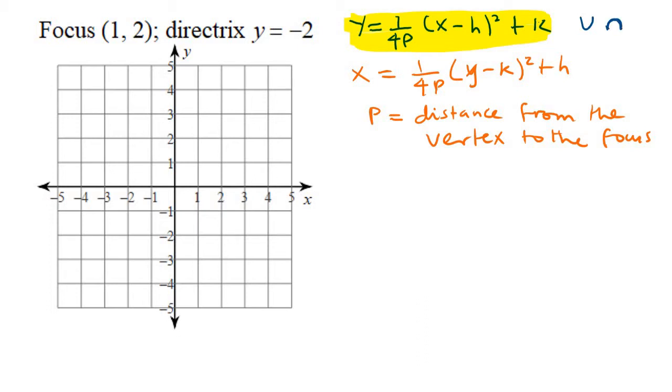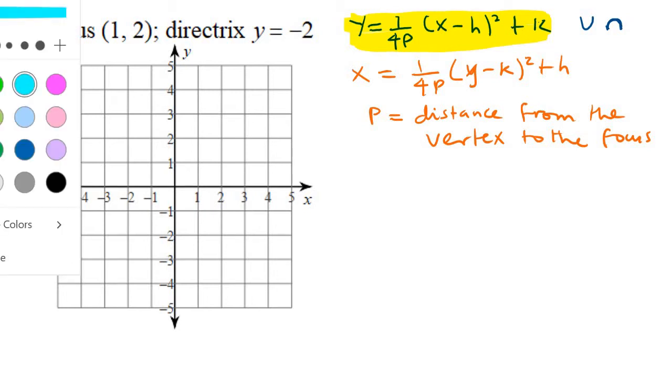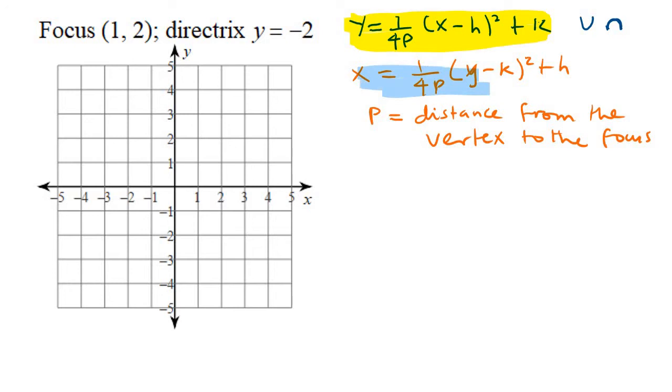The other one, which I'm going to highlight in blue, is the one that pertains to a horizontal axis parabola. That is a parabola that is either facing left or facing right. Here is a parabola facing left or a parabola facing right.